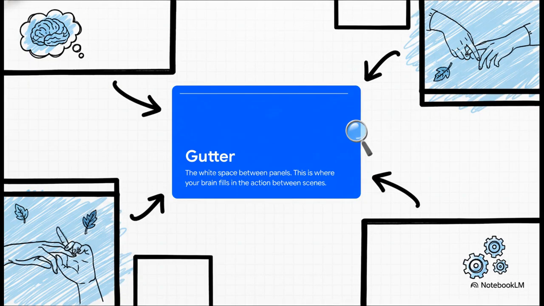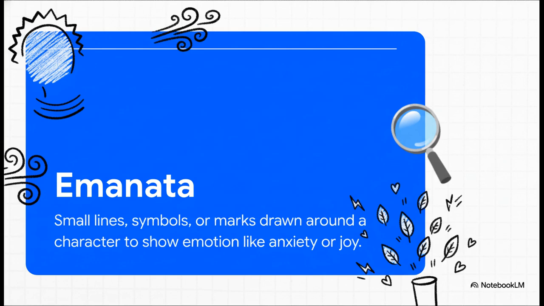But honestly, the real storytelling, the magic, it happens in the space between them. And that space is called the gutter. It looks like nothing, just white space. But it's where the whole story comes alive. It's basically an invitation from the artist for your brain to get involved and do some of the work. Okay, this is a fun one, Emanata. These are all the little visual shortcuts that show us what a character is feeling inside. In Heartstopper, you see it all the time with those anxious scribbles around Charlie's head, or, of course, the iconic leaves that pop up when things start getting romantic.